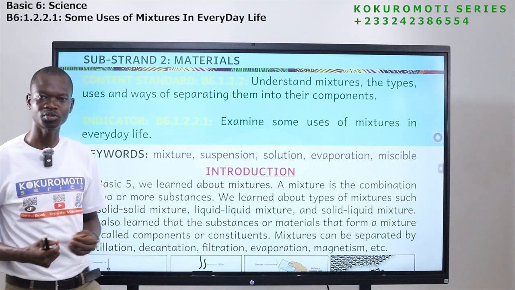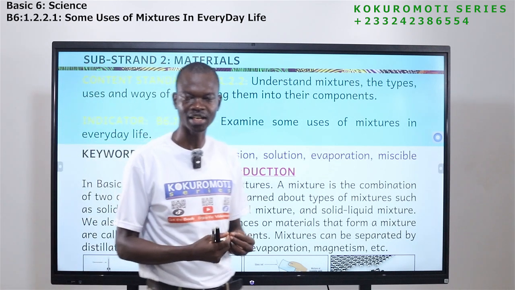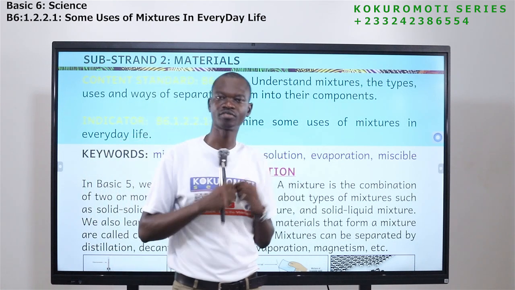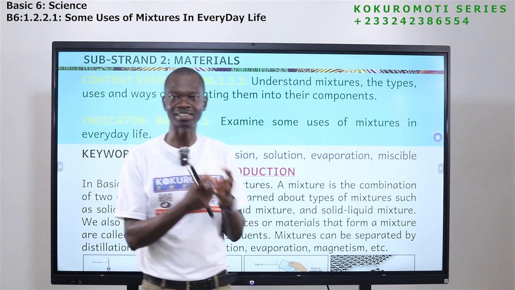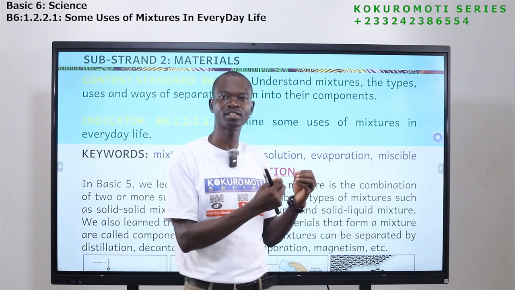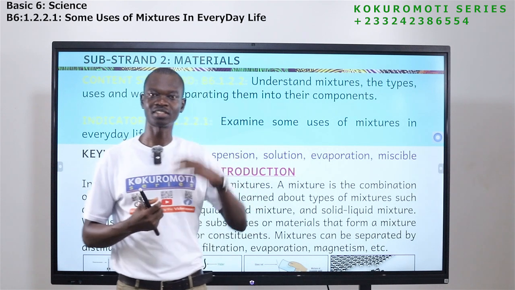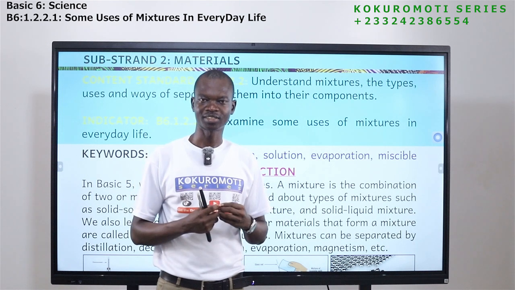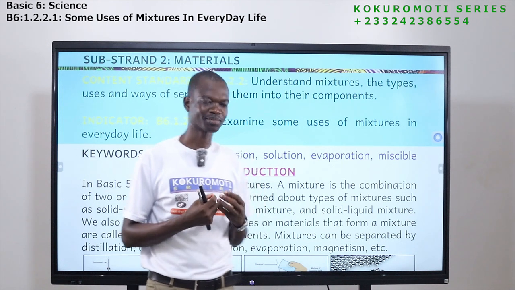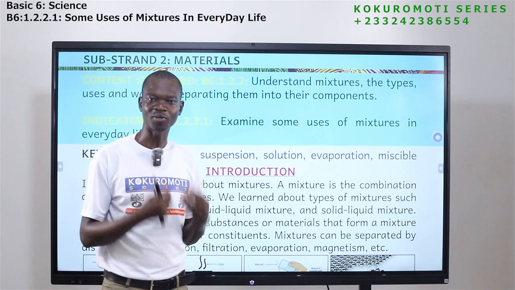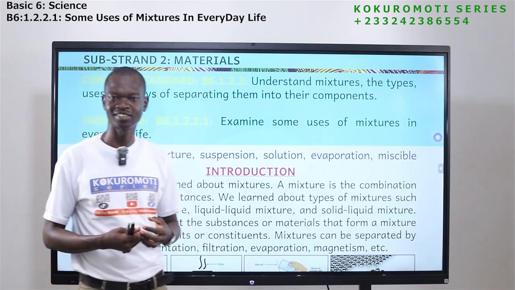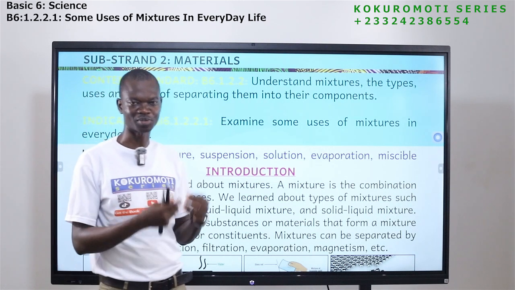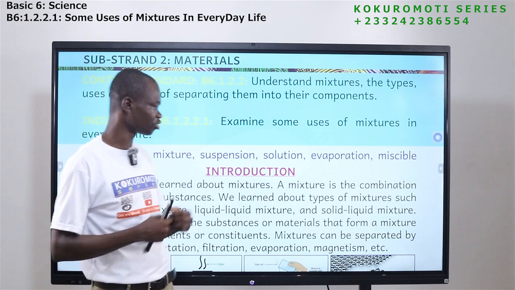Suspension. So suspension too, we are talking about a mixture. But in this mixture, we have liquid and solid. The solid particles are not able to dissolve in the liquid. So you see the solid particles in the liquid. Sometimes you see them on top of the liquid. Sometimes they remain in the liquid. So suspension is a type of mixture where the solid particles are suspended in the liquid, or you see them on top of the liquid. Okay, the next word is solution.